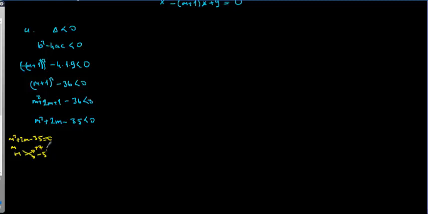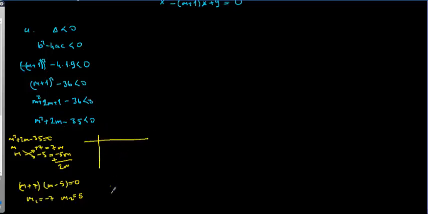Crossly when you multiply, this is going to be 7m and this is going to be minus 5m, where the sum is equal to 2m. It's going to be then m plus 7 times m minus 5 is equal to 0. This means that m1 is equal to minus 7 and m2 is equal to 5. Again, I'm repeating, this is a quadratic inequality, so the solution is going to be in a table, if you remember.